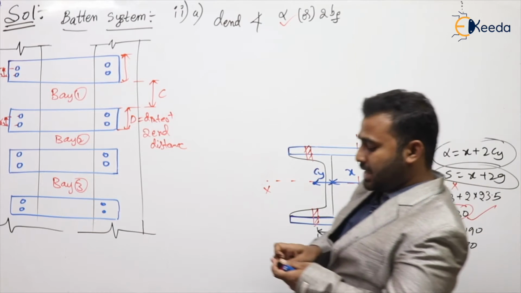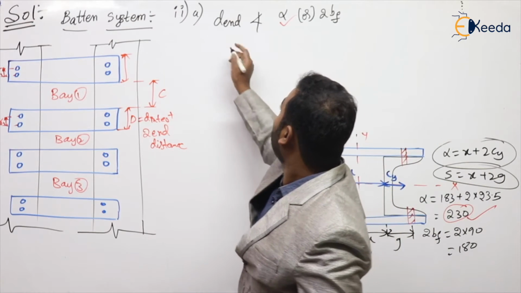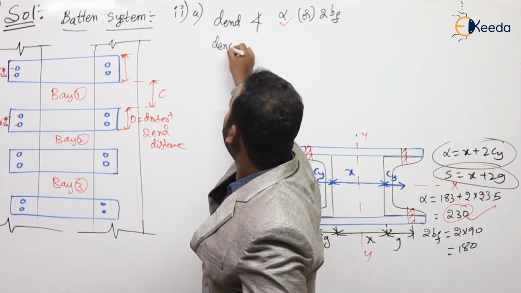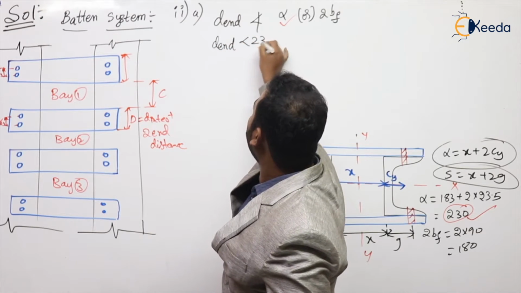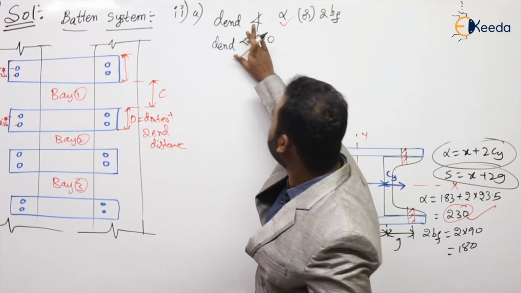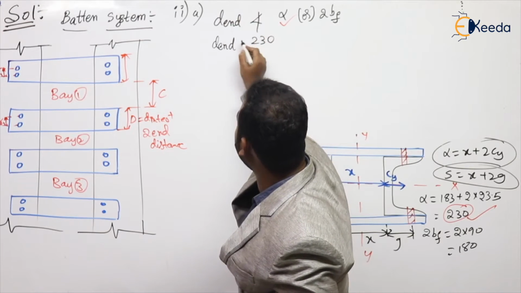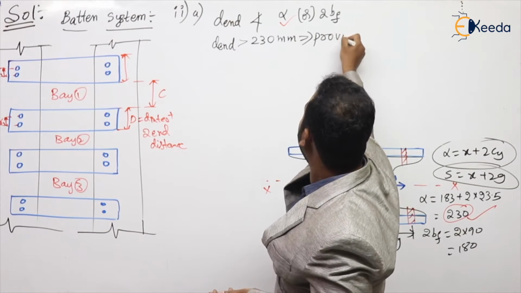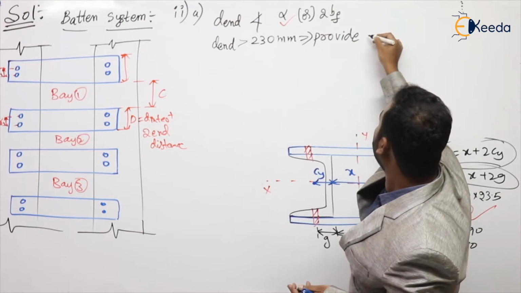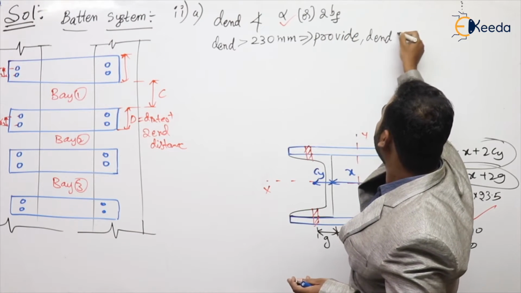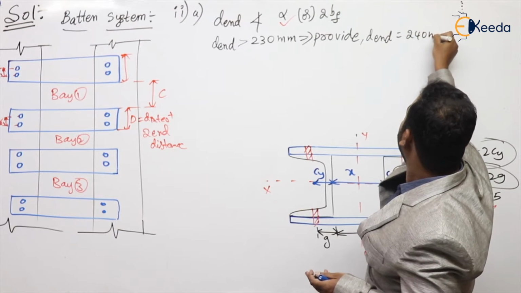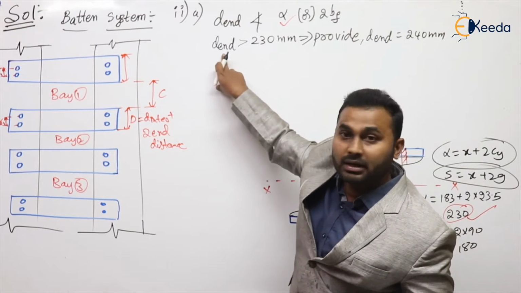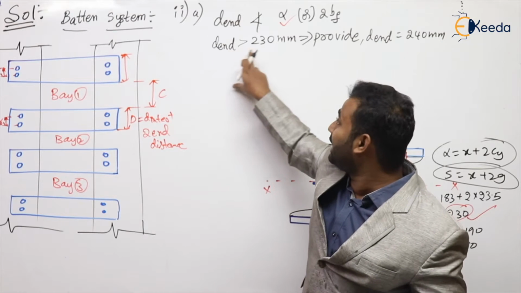Now the D end should not be less than 230, which means it should be greater than 230 mm. Therefore, provide D end as 240, as the effective depth of end batten should be greater than 230.